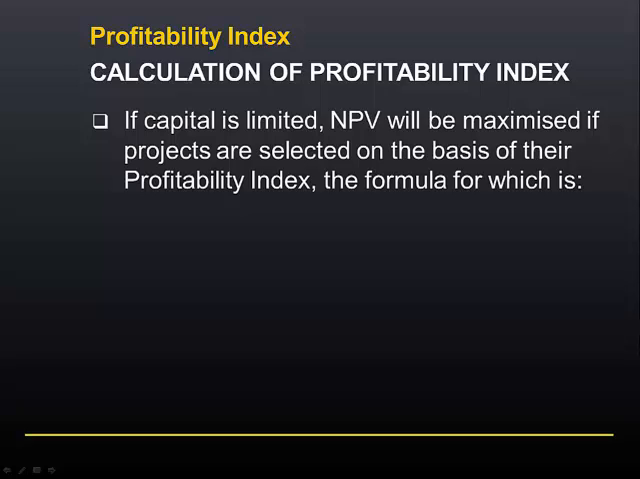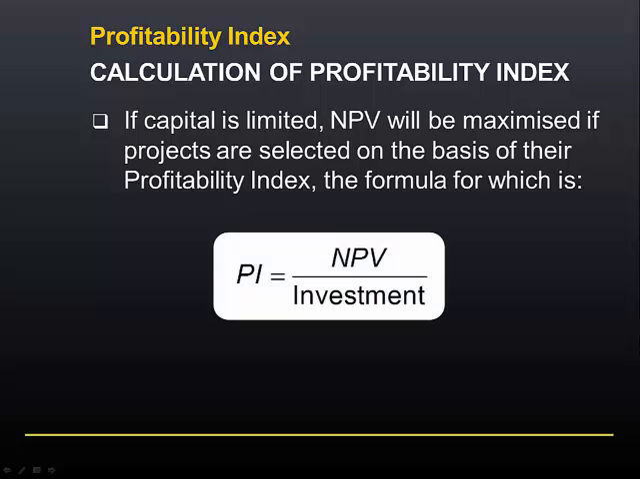If the amount of capital is limited, then we can maximize total NPV by selecting projects on the basis of their profitability index rather than the NPV. This is the formula for the profitability index, the NPV of the project divided by the amount of money invested in the project.